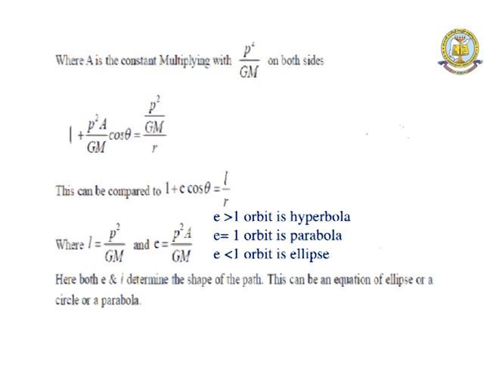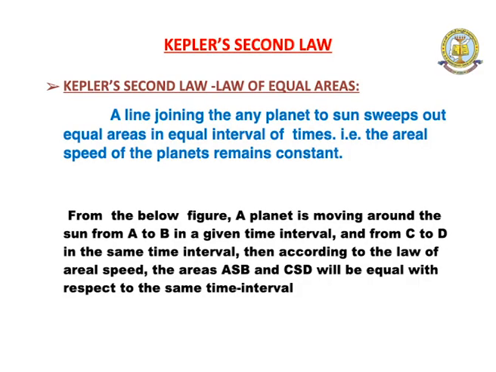Okay, and Kepler's second law is the law of equal areas. This is the second Kepler's law. A line joining any planet to the sun sweeps out equal areas in equal intervals of time. That is, the area speed of the planet remains constant.